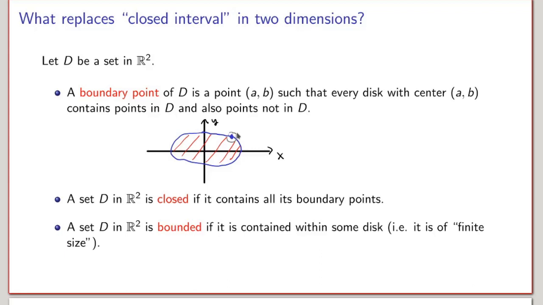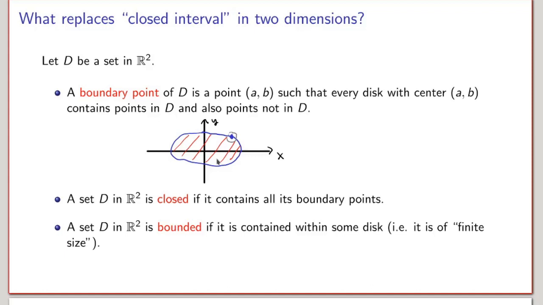So this is a boundary point for the set. And then we say that a set D in R2 is closed if it contains all its boundary points. So here, if the set was given by all the points within the curve, then it would be closed if all the points on the blue curve are also included in the set D. So that's the first idea that I need, the concept of closed sets.